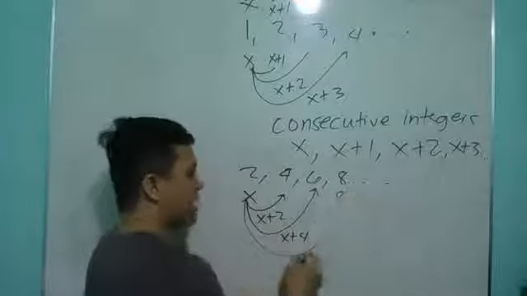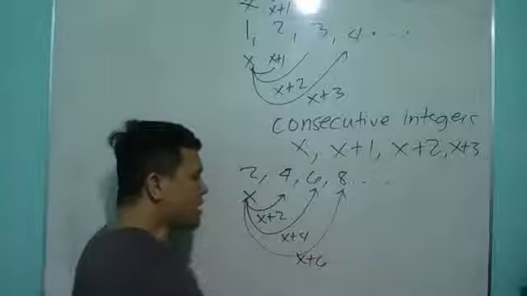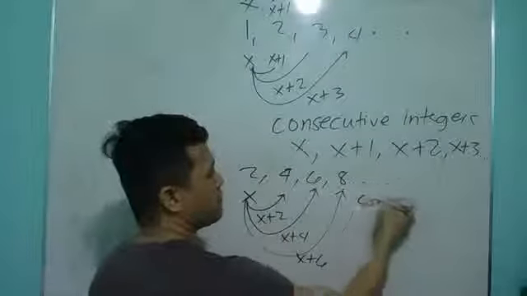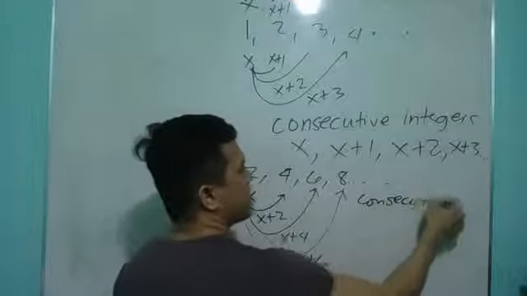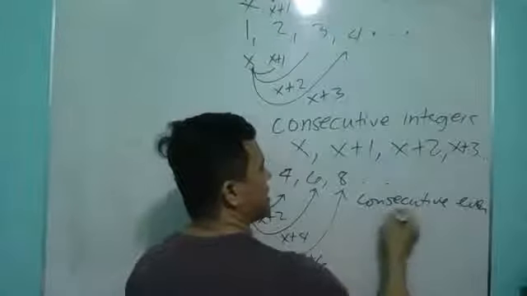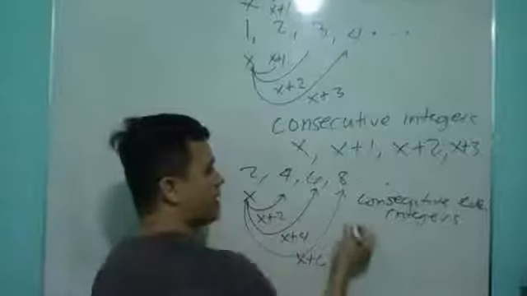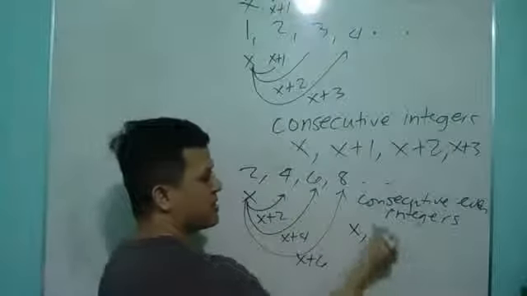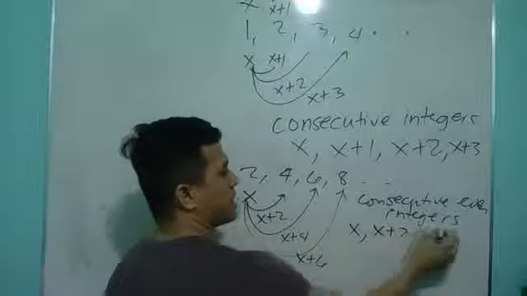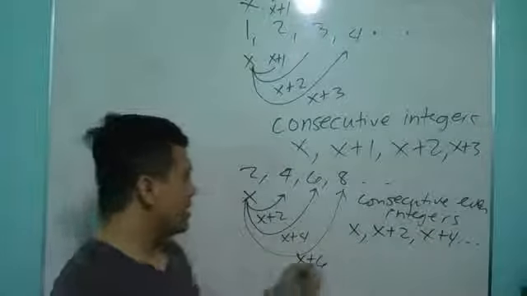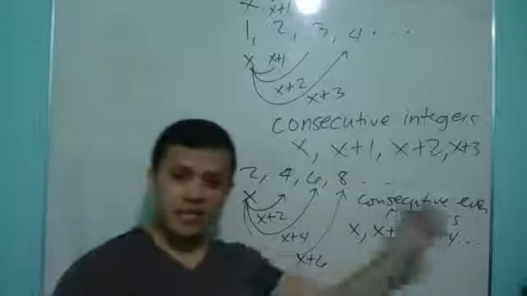Same as this one, so we have x plus 6. Now, when I say consecutive even integers, we must represent the first integer as x, the second integer as x plus 2, x plus 4, and so on. We just add 2, and 2, and 2 like that, okay? So that is consecutive even integers.